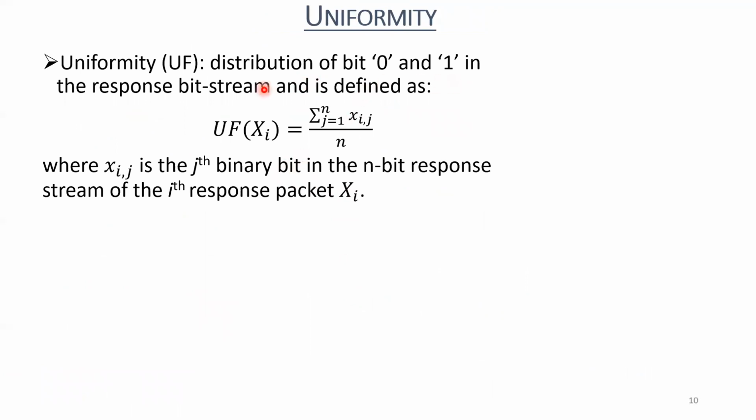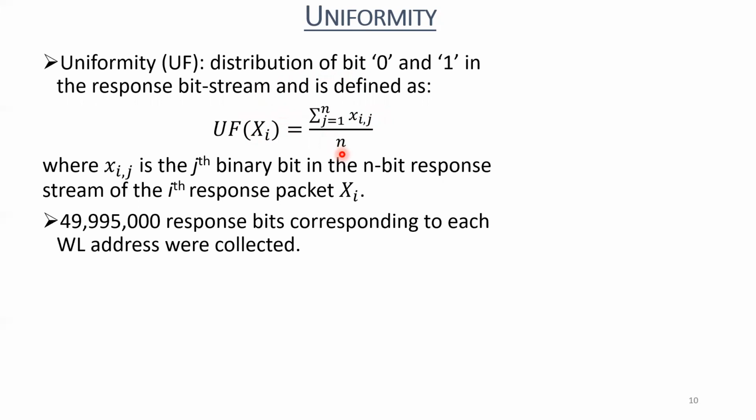You are applying challenges to the input of this PUF and getting responses. As you apply challenges, you record those responses. The number of zeros and ones in that response stream has to be 50% of the total responses that you are calculating. So it is defined as the number of zeros or ones divided by the total number of bit responses that you have calculated. So ideally, it should be close to 50%.